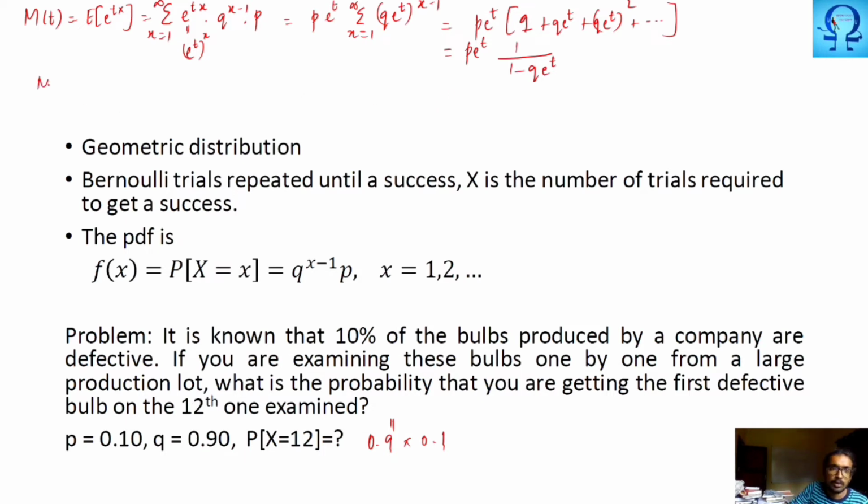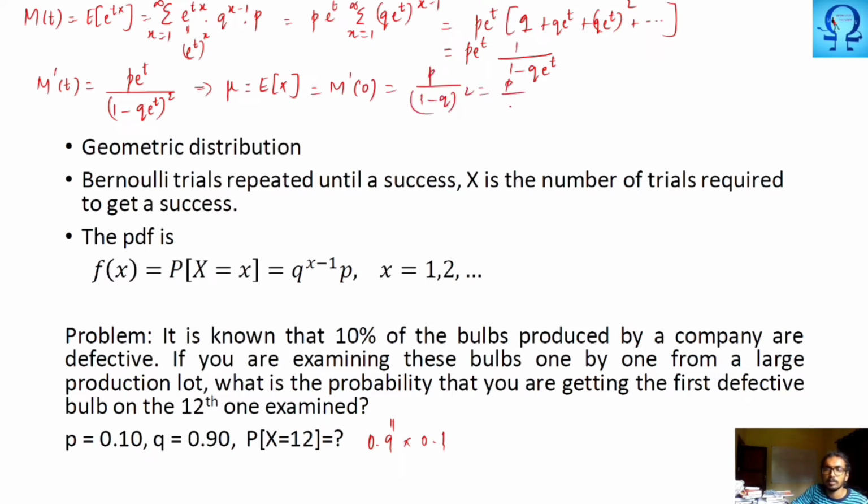So what is m prime of t? I am skipping the entire derivation here for the time being. Now that you have the idea of performing the differentiation, if you just do it, you would get this quantity as your m prime of t. From this, mu, that is the expectation of x, which is the derivative at 0, is p divided by 1 minus q whole square, that is p divided by p square, which is 1 upon p.